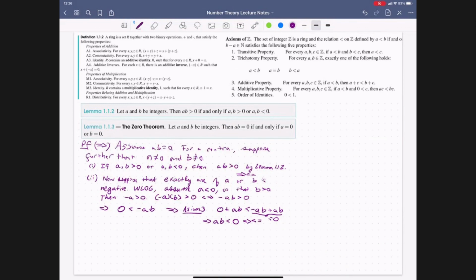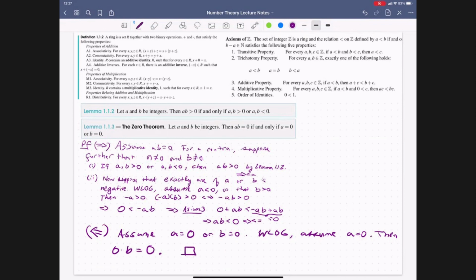The converse, thankfully, is much simpler. So for the converse, assume a equals 0 or b equals 0. Then, without loss of generality, just to be rigorous here, assume a is equal to 0. Then 0 times b is, of course, 0. And so that is exactly what we want to show. So now that concludes the proof. And so we're done with these three lemmas. And so just to illustrate that with these axioms, we can prove some of the basic notions that we have come to know of the integers.